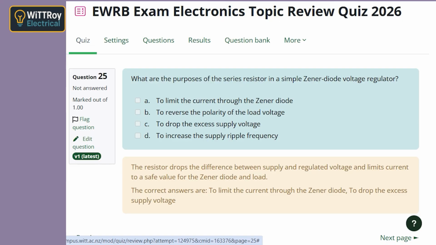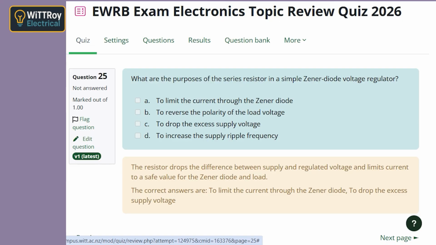The resistor does not change supply frequency. It drops the voltage difference between the supply and the Zener regulated output, and it limits current. Using Ohm's law, its current is approximately supply voltage minus Zener voltage divided by resistance. Without it, excessive Zener current could destroy the diode. Let me say it back. The answer is to limit the current through the Zener diode and to drop the excess supply voltage.